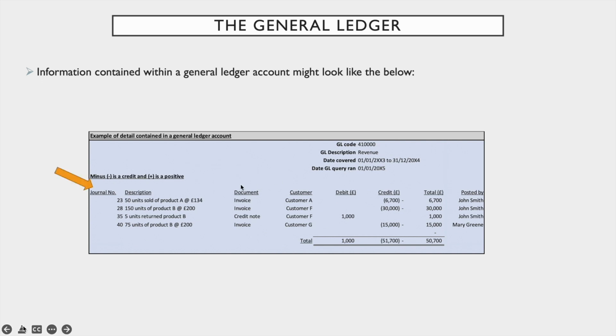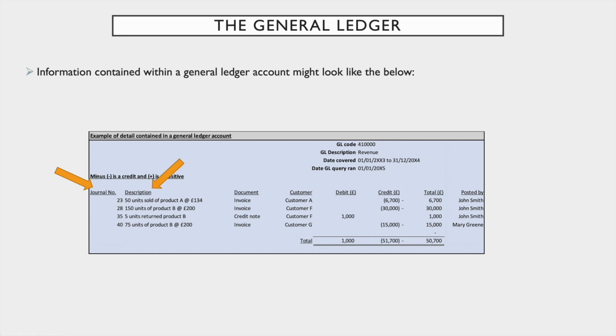Within the GL account, we'd want to know what was the journal reference number that impacted this. In this case, there was a credit of 6,700, and on the debit side, it might have been trade receivables or bank, but you would then go to the GL code for that relevant account to see the debit side. In this case, we just want to see the transactions that impacted revenue. So that's what we've got here. That's the journal reference number.